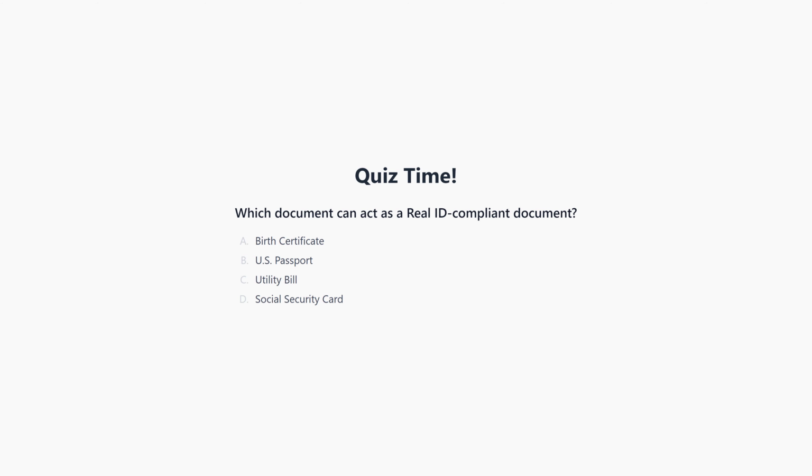It's quiz time. Which document can act as a real ID compliant document? Is it a birth certificate, U.S. passport, utility bill, or social security card? You may pause the video now to think about the answer. We will discuss the correct answer in the next section.